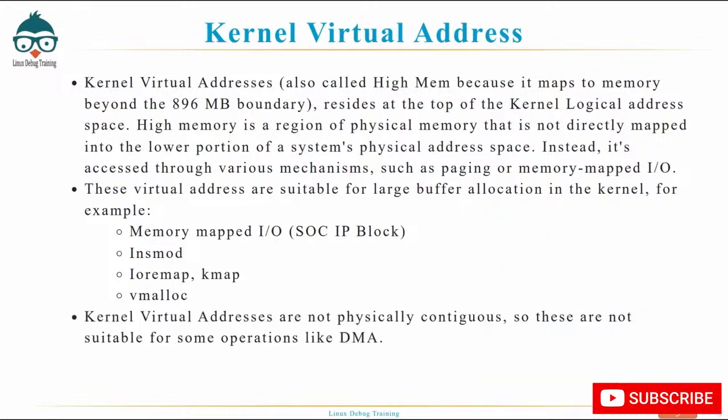The MMU and TLB, which we will look at in later slides, can manage the fragmentation of data in physical memory so that we are provided with what appears to be a virtually contiguous address space. Because kernel virtual addresses are not physically contiguous, this makes them unsuitable for some operations like DMA.